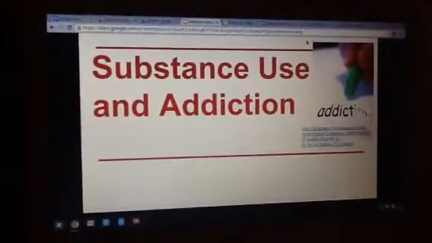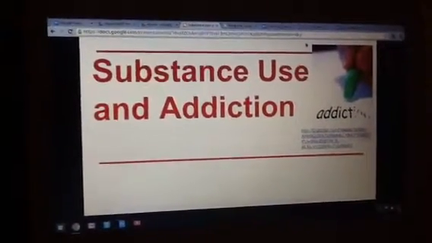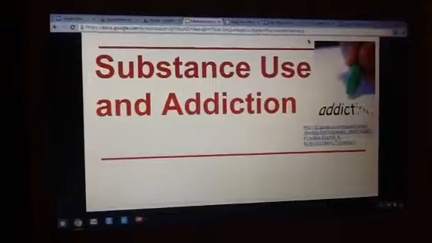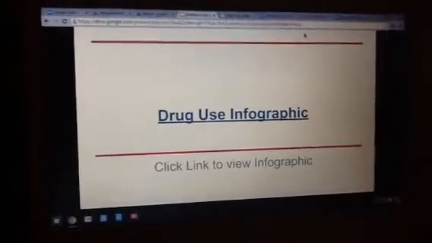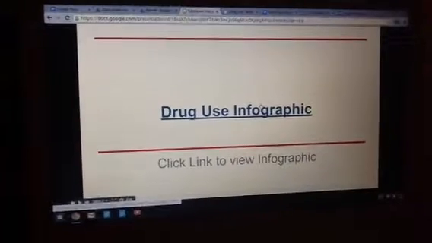This presentation will cover substance use and addiction and looking at the various components that go along with addiction. First, students will use this drug use infographic to spawn a discussion and a journal entry.